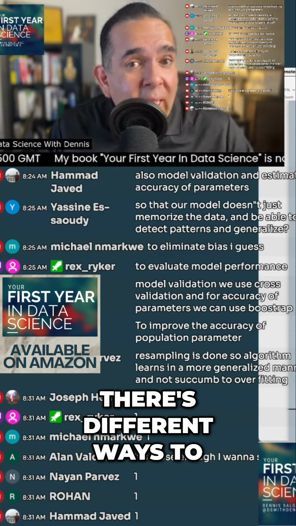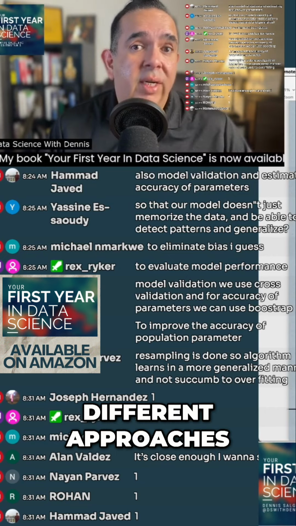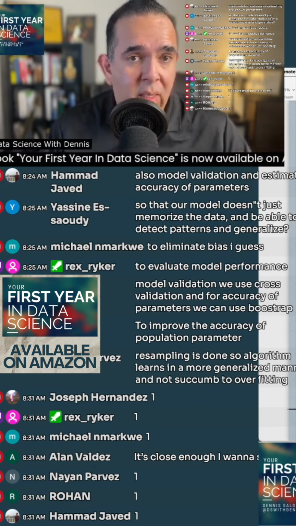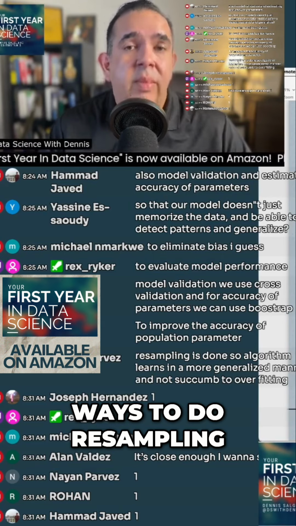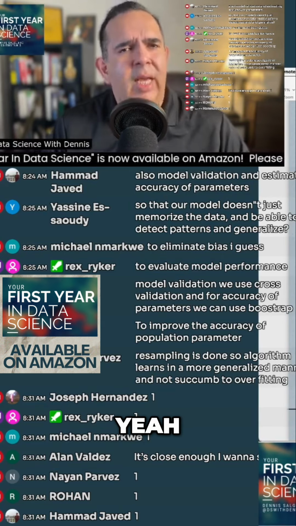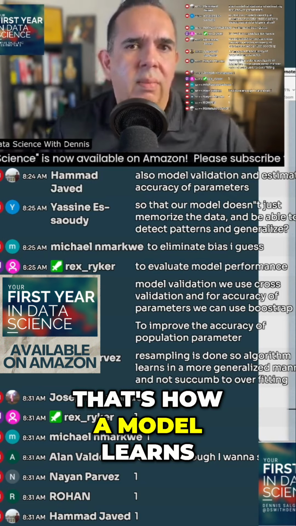There's different ways to do resampling, and those ways have different approaches. But when you think of resampling and the ways to do resampling, you should be thinking about, oh yeah, that's the training of a model. That's how a model learns, right?